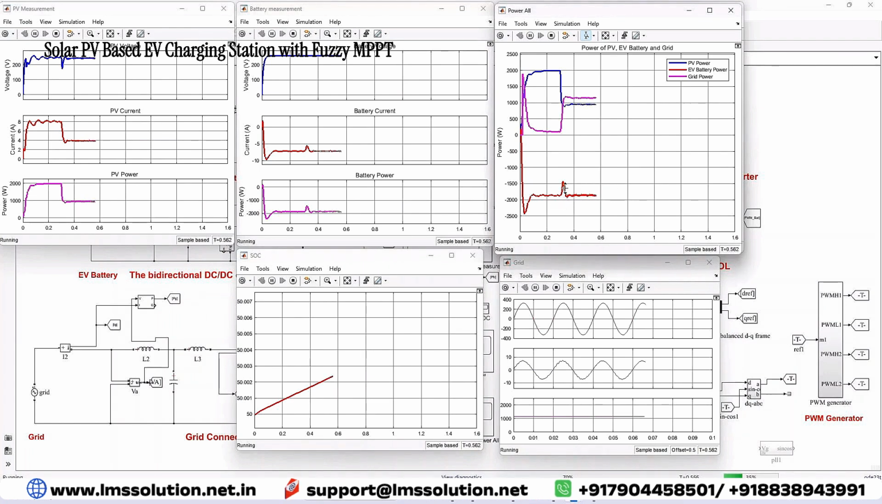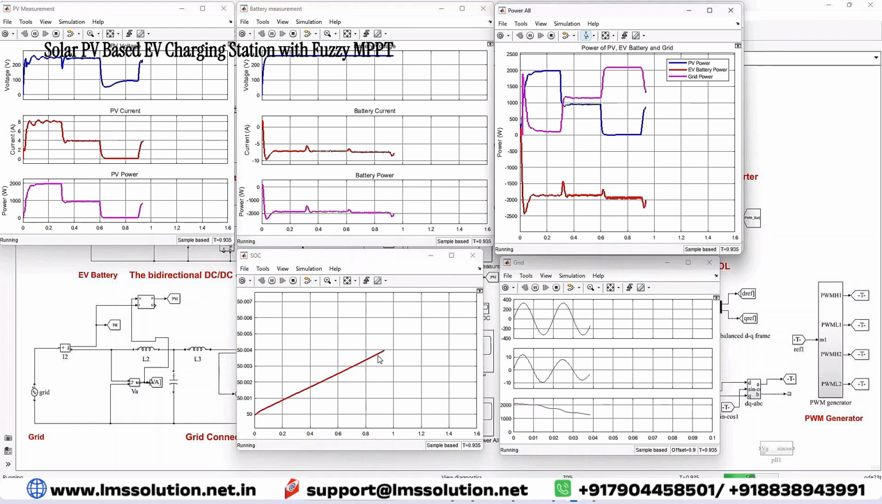You can see here that during the transition the charging power is reduced. After some time it comes to 1900 watts. So here you can see that when the PV power goes to zero, the grid will supply full power for charging of the EV battery. The EV battery is charging at the rate of 1900 watts. This is the variation of power of PV, EV battery power and grid power. And also you can see that the battery SOC keeps on increasing at a constant rate because we are controlling the charging power at around 2000 watts.